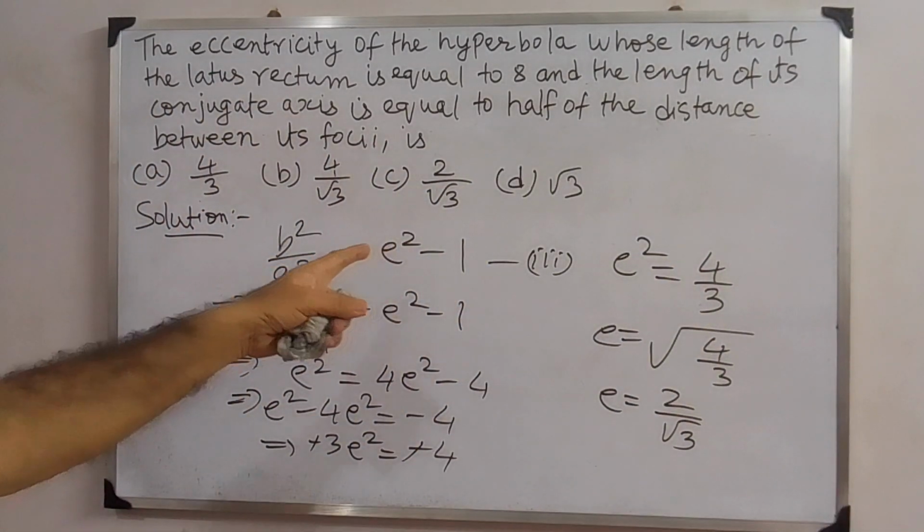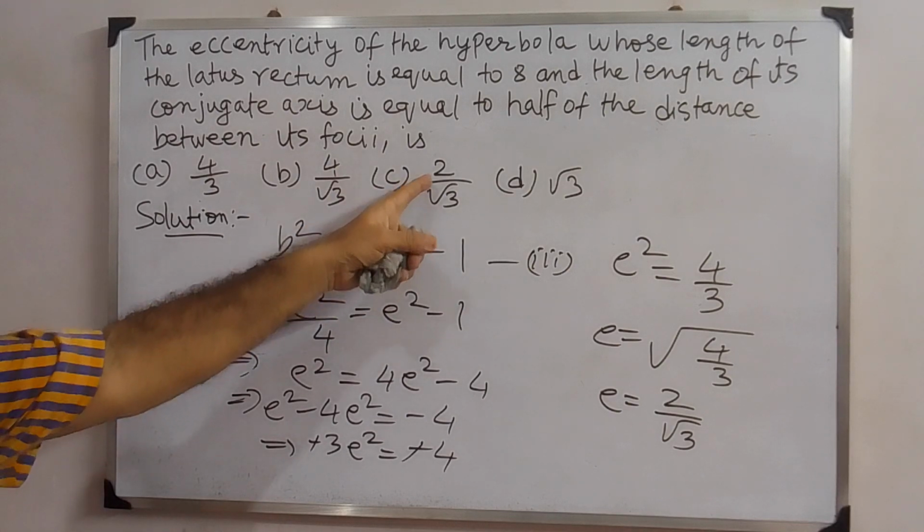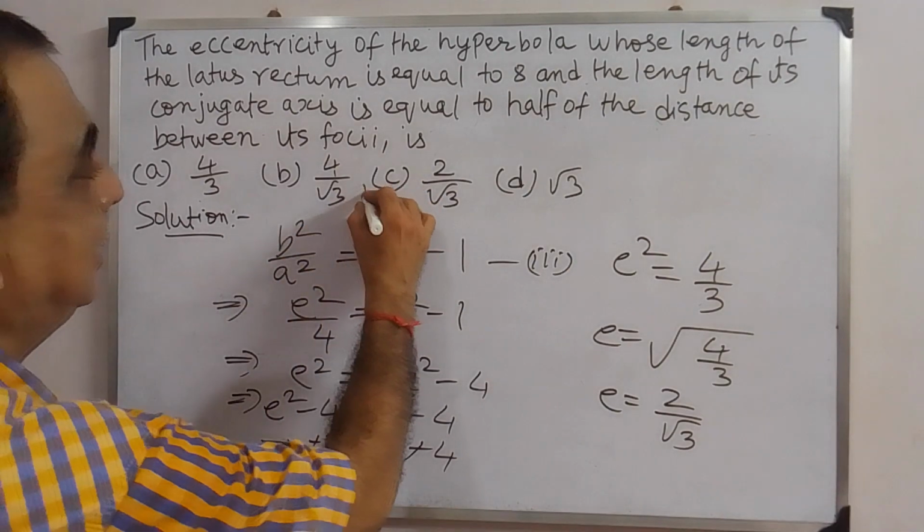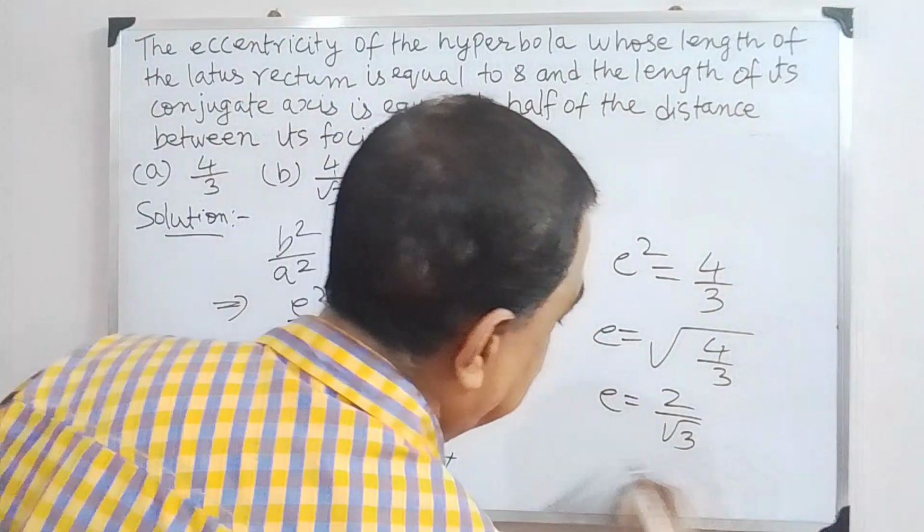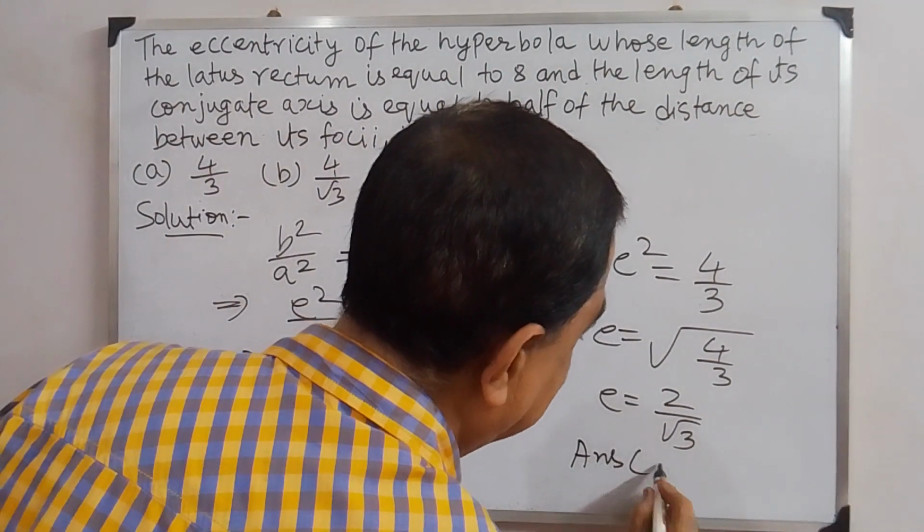Now check from the given options. C says e is equal to 2 by root 3. So C is the correct option. The answer is C.